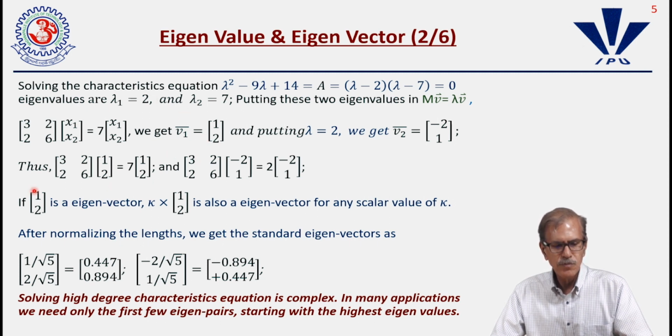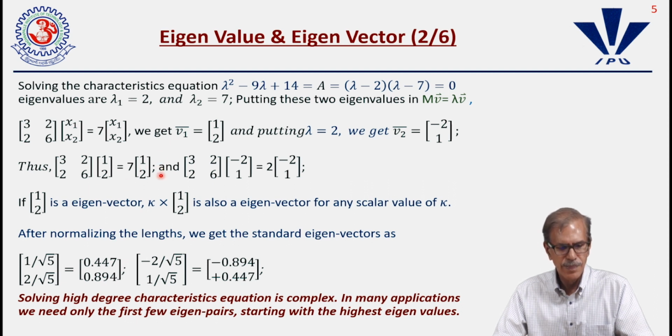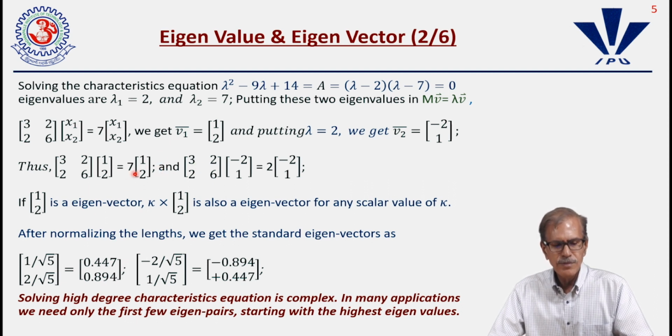And if we put back in the original equation, you can see that the matrix into the eigenvector is equal to eigenvalue into the eigenvector. You can verify very easily. But actually, if 1, 2 is an eigenvector, you can easily see that 2, 4 or any scalar multiple of 1, 2 will also be an eigenvector. So eigenvector is not standard if you write it as 1, 2.